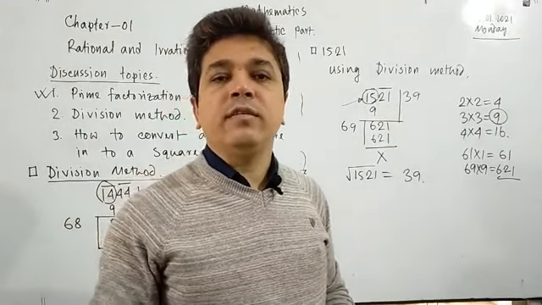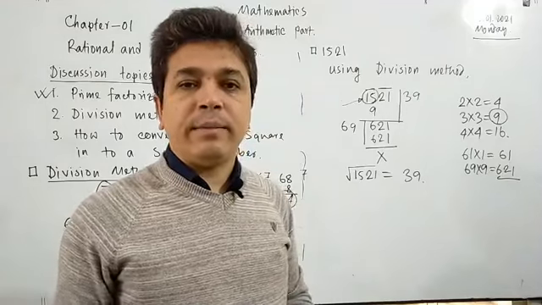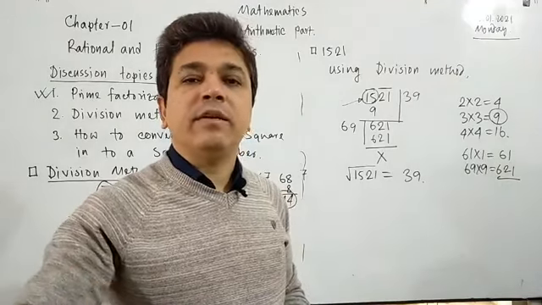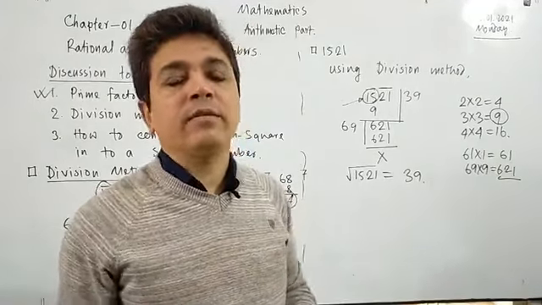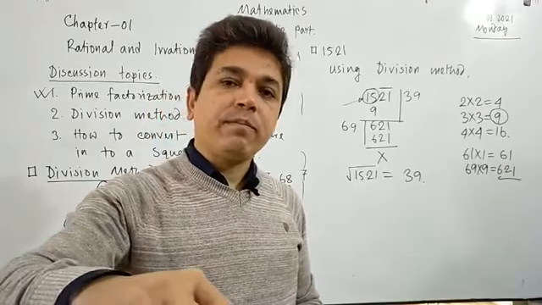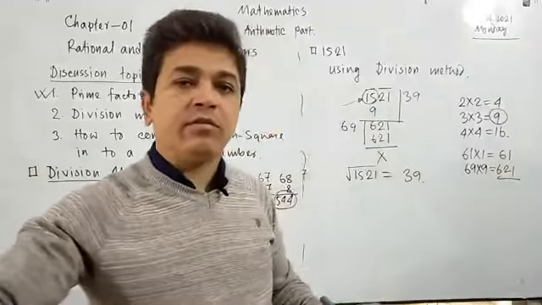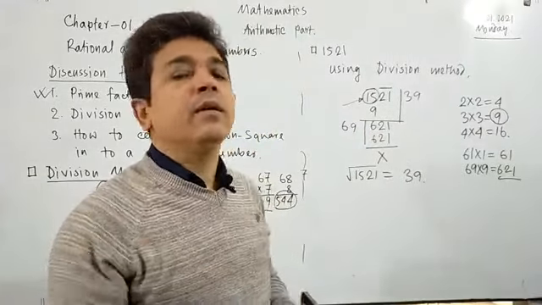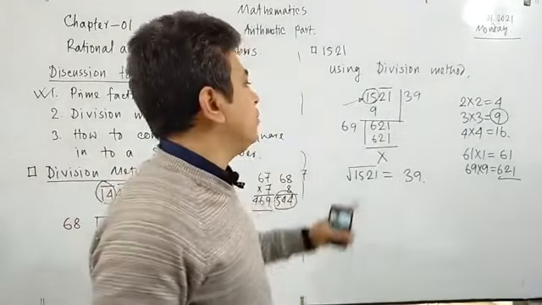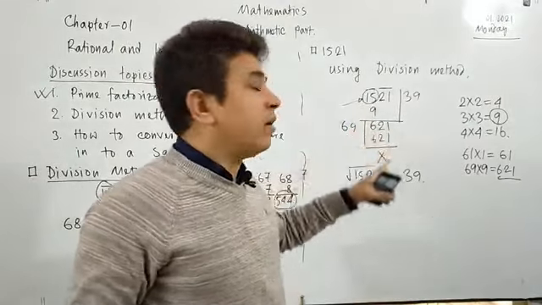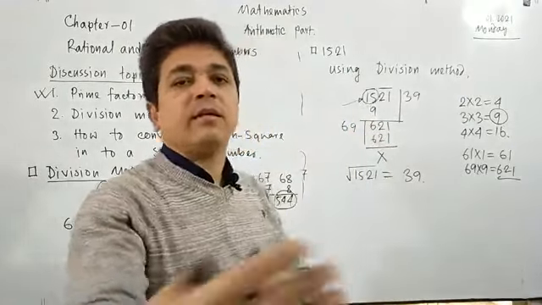4 into 4 is 16, 5 into 5 is 25, 7 into 7 is 49, so we have more numbers. 8 into 8 is 64, so 8 into 4 is 60, 8 is not appropriate, so we have to take 7. That way you have to think which number is appropriate for the first pair, and so on.